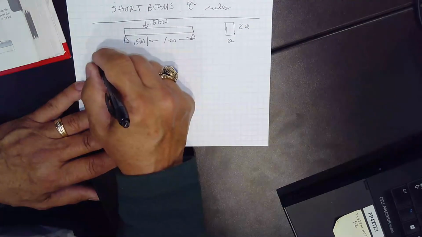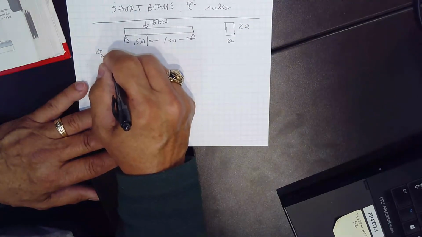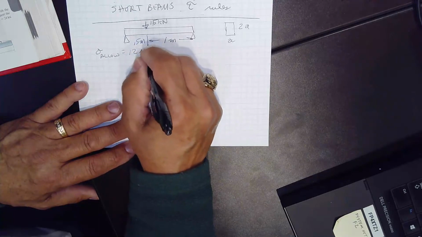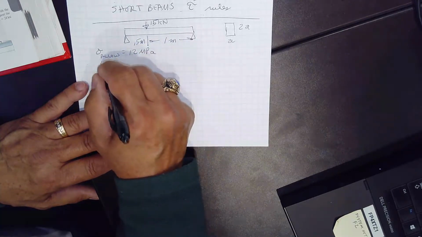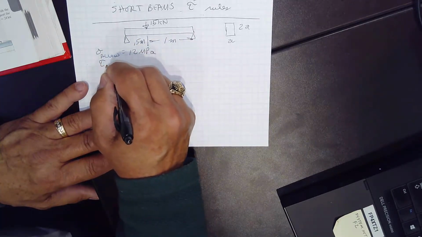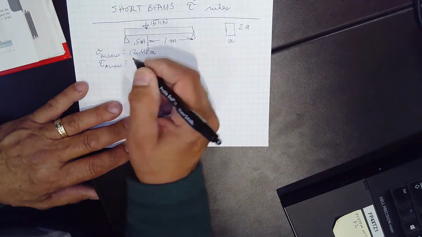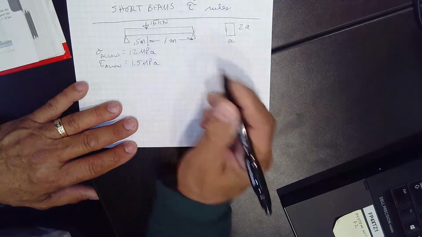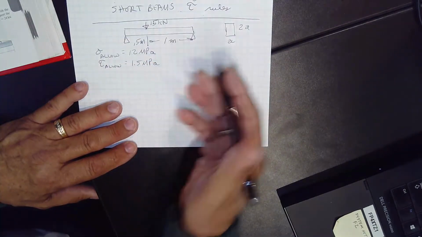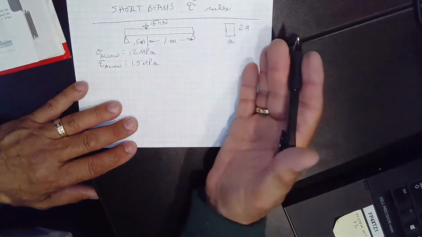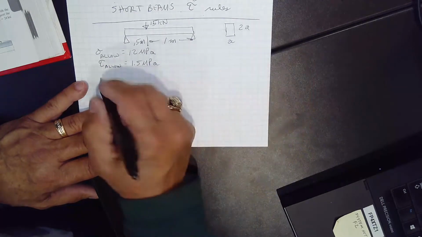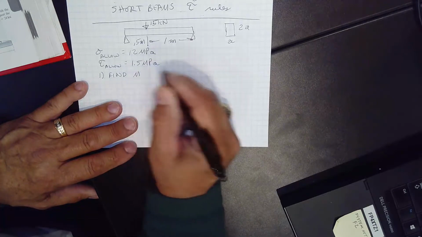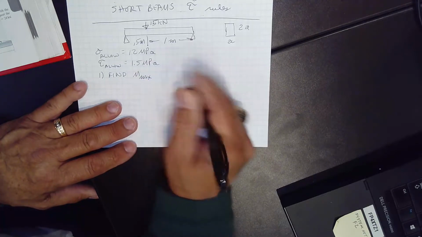And we know that sigma allowable is equal to 12 MPa, and that tau allowable is 1.5 MPa. And they're saying define A. Well, the first thing we need to do is find M max. We need the maximum moment.